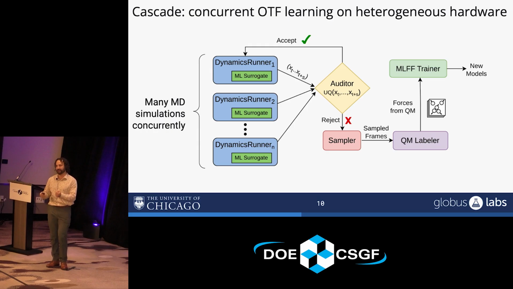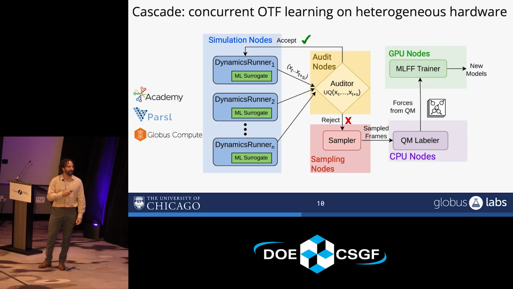So we've broken up all of the different tasks into different agents that act asynchronously. Right, so we have dynamics runner agents, a machine learning force field trainer agent, and a quantum mechanics labeler agent. And these I've built in the Academy framework, which is an agentic asynchronous programming framework developed by my group.